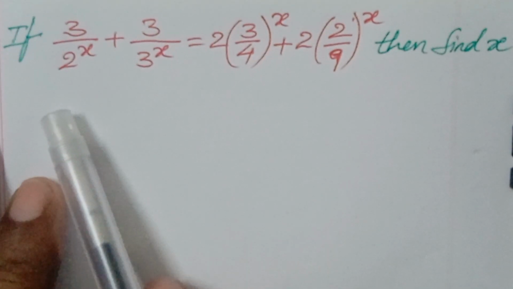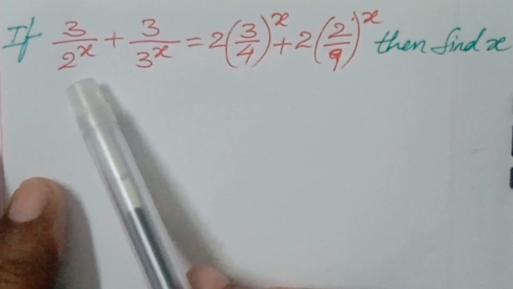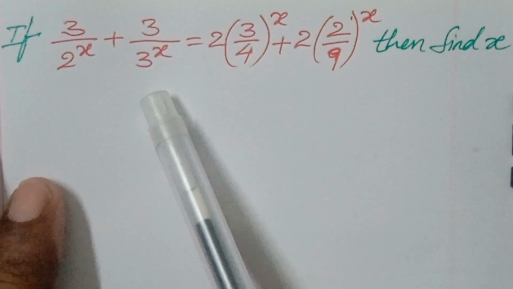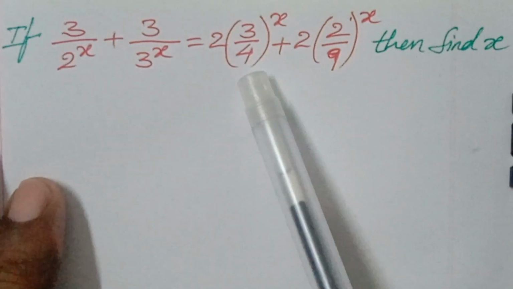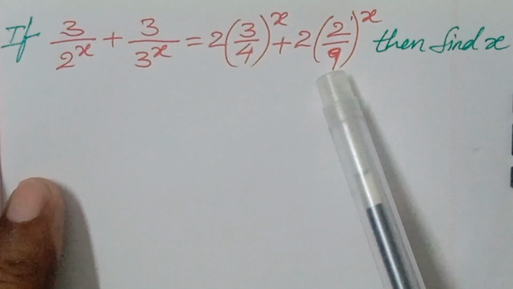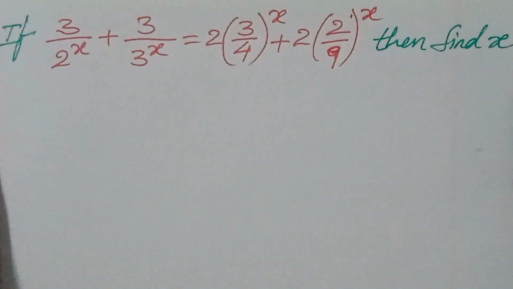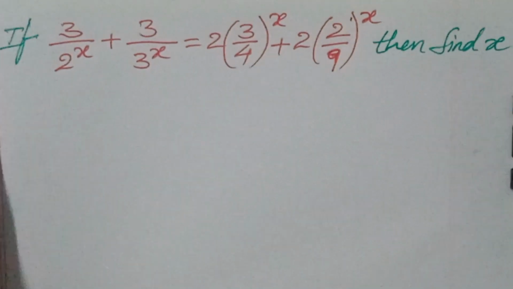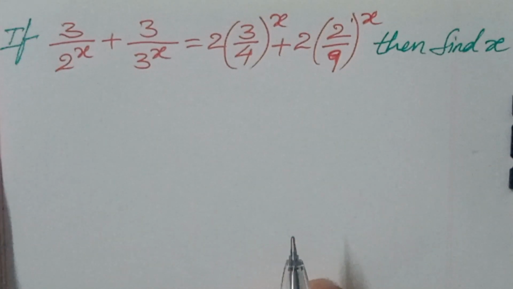Today we are looking at one Olympiad problem. If (3/2)^x + (3/3)^x is equal to 2·(3/4)^x + 2·(2/9)^x, then find the x value. Before starting, pause the video for 10 seconds and try it.